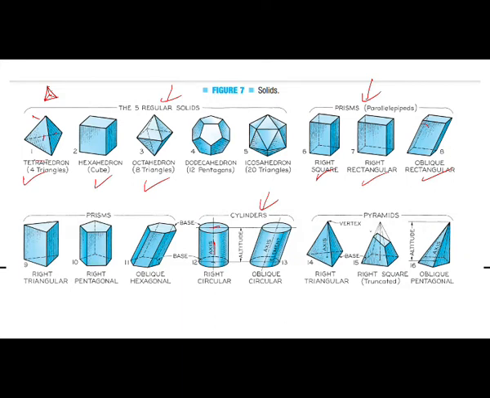These are the pyramids. Pyramids have a vertex. The uppermost point is called the vertex. The middle line is the axis, and from the base line, this is called the base. So right triangular pyramids, right square pyramids, and oblique pentagonal. Oblique means it makes some angles, it is called oblique pentagonal. So these are all the definitions of solids.